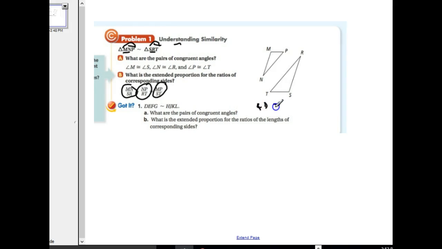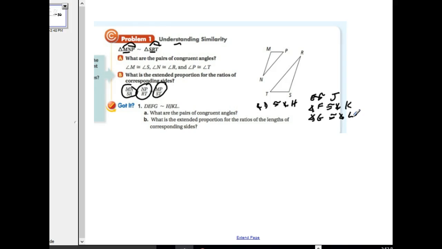angle D is going to be congruent to angle H. E is going to be congruent, I'm sorry, the pen is acting so crazy, to J. Angle F would be congruent to angle K. And then finally angle G is going to be congruent to angle L.